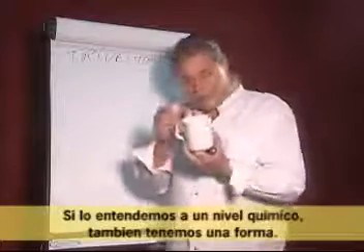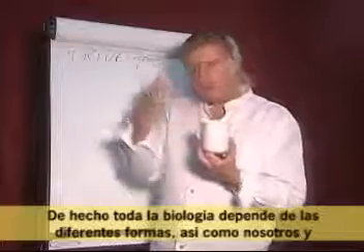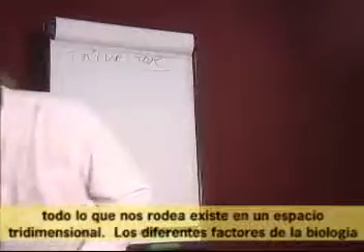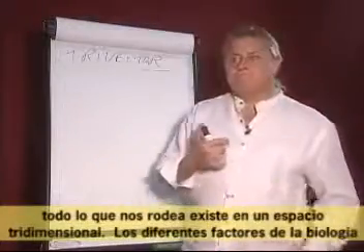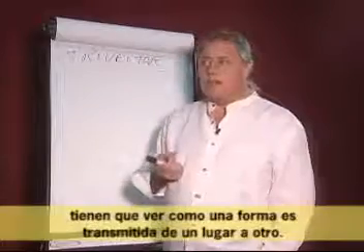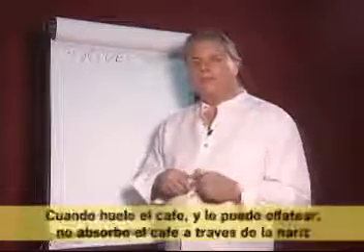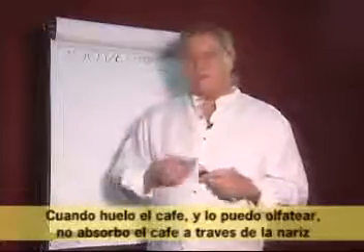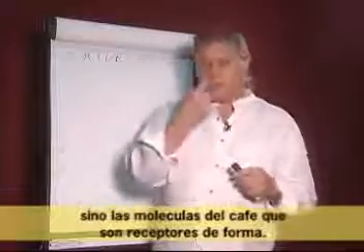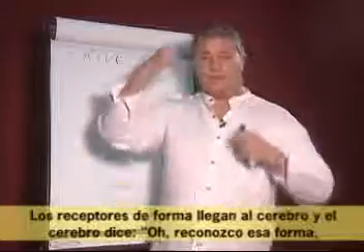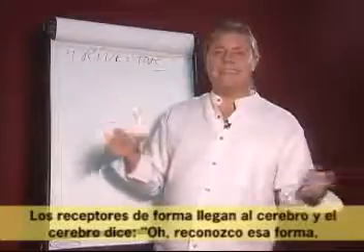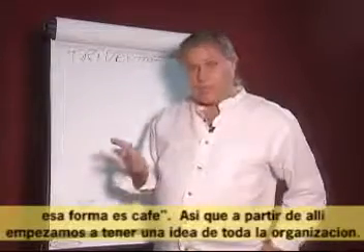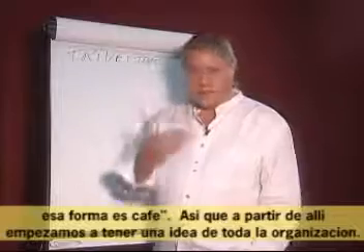If we understand that down at chemical level we have shape as well. In fact, all of biology depends on different shapes, as we and everything about us exists in a three-dimensional space. The different factors of biology are how shape is transmitted from one spot to another. When I smell the coffee, I don't absorb the coffee into the nose, but the molecules of the coffee will actually touch shape receptors. Those shape receptors will trigger into the brain, and the brain will say, I recognize that shape. That shape is coffee. So from that, we can start to get an idea of the entire organization.